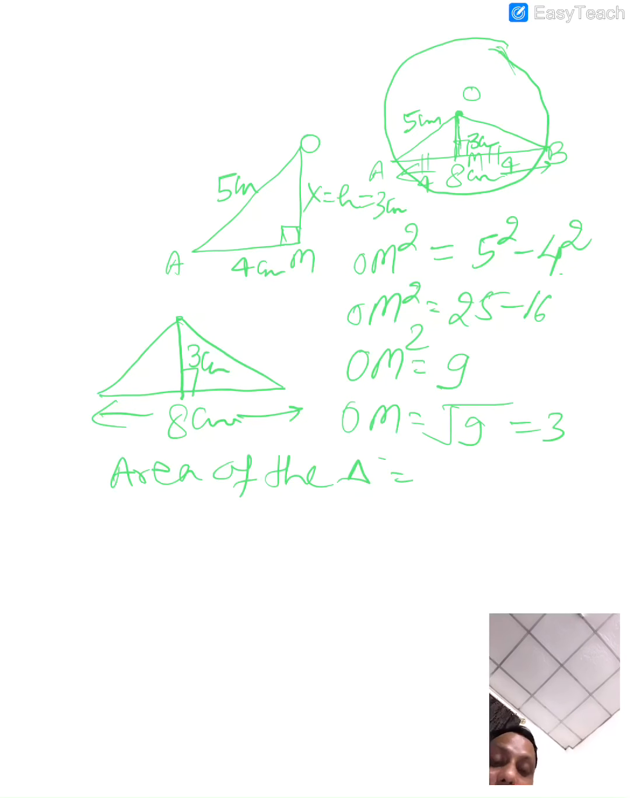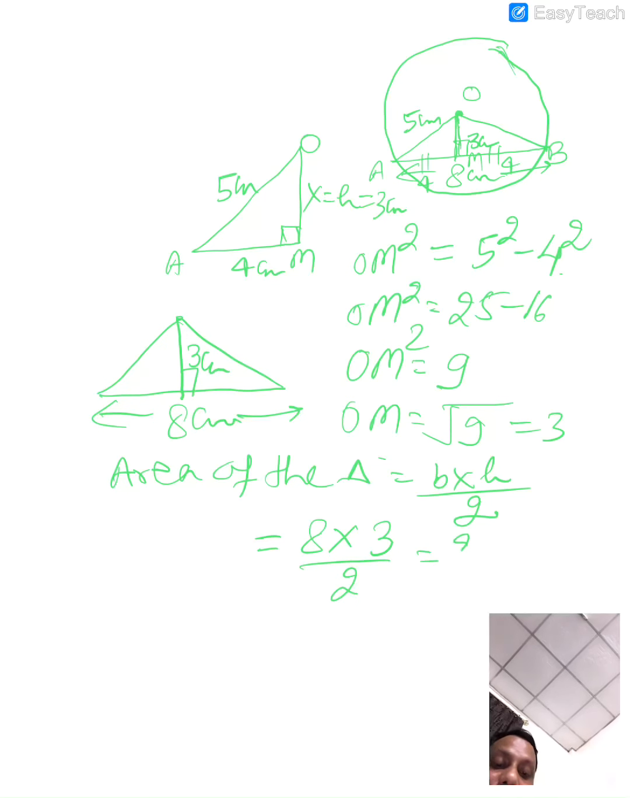Area of the triangle is equal to base times height divided by 2. So your base is here, guys, total is 8, and the height you just work out: 8 times 3 over 2 will be equal to 24 over 2. 24 over 2 is 12 centimeter square.